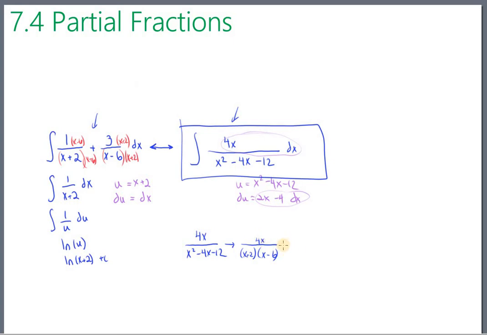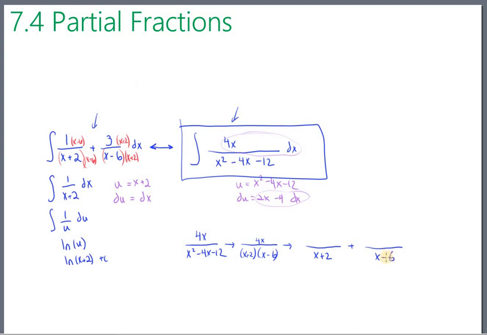Okay, so I know on the next and crucial step, when I turn this into two separate fractions, I know the bottom of one is going to be x plus 2, and the bottom of the other one is going to be x minus 6.